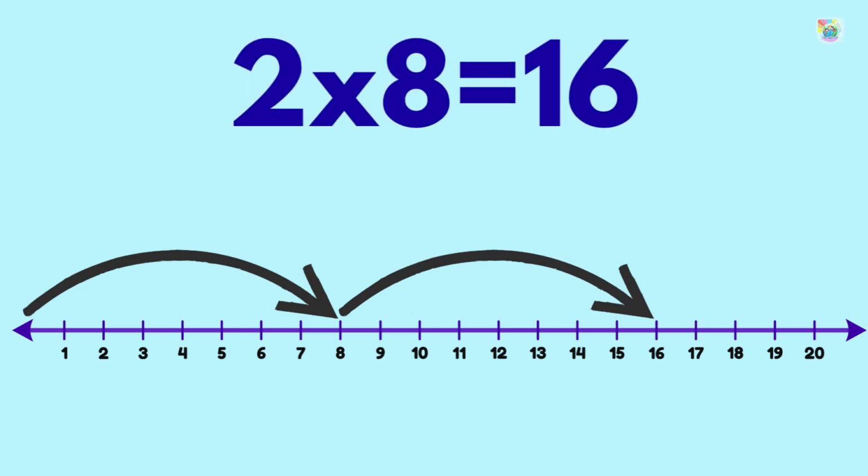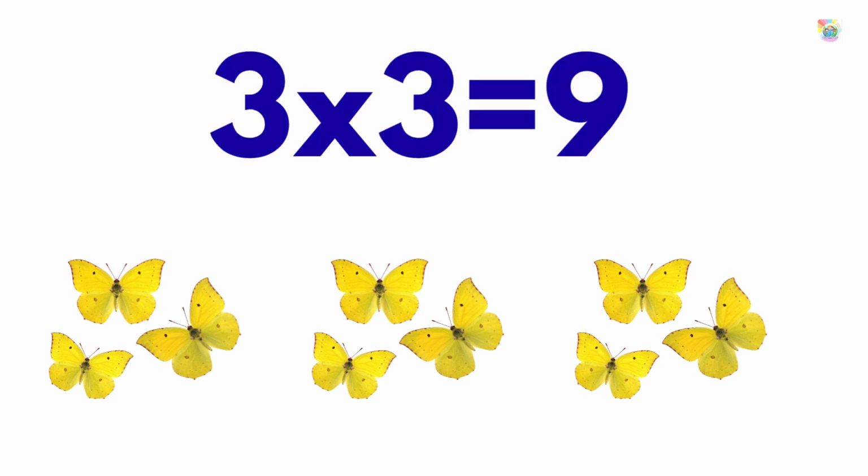Awesome! Now your turn. Look carefully. How many in total? 3 times 3 equals 9. Great job! 3 times 3 equals 9.